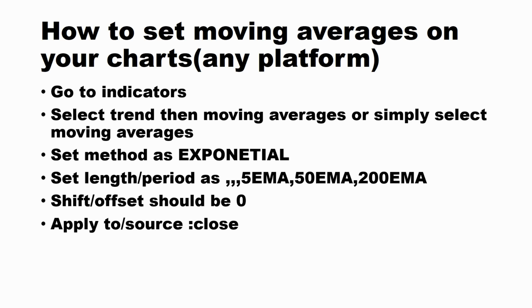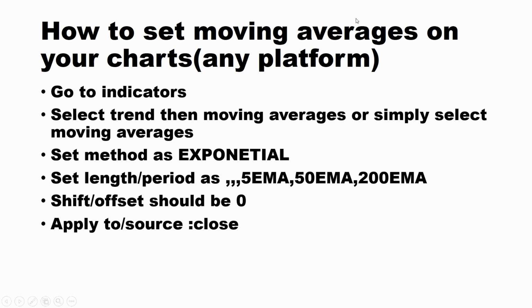Then your shift or offset should be 0. Shift is the same as offset, because some platforms call the shift offset. Some call the offset shift. They interchange them, right? So no matter the platform you're using, just set it to 0. Shift stroke offset should be 0. Then your apply to or source.